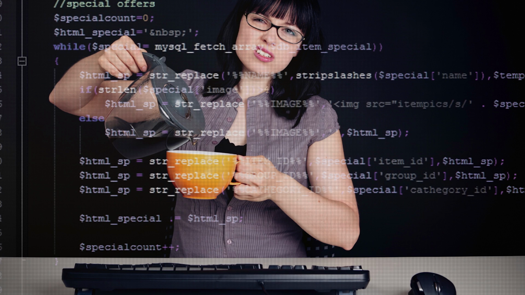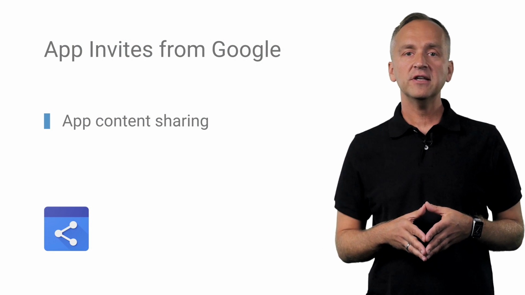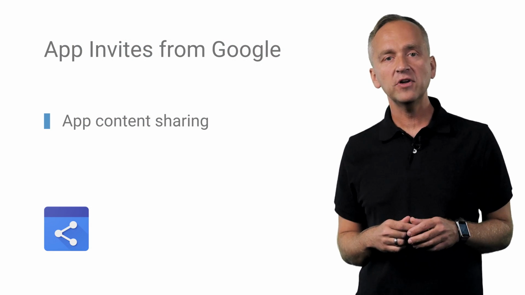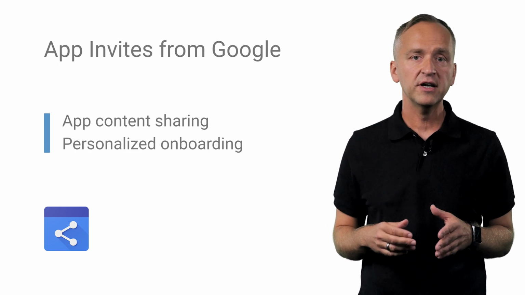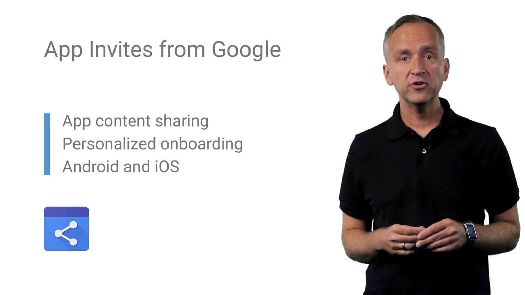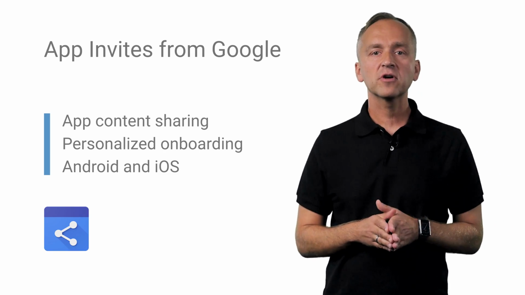All right, so what does this mean to you as a developer? Well, you could try building an app sharing functionality and post-install onboarding hooks into your own app from scratch. Or you can integrate App Invites from Google, which is free, enables app sharing using SMS or over email, and supports personalized user onboarding for Android and iOS. Let's take a look at an example.